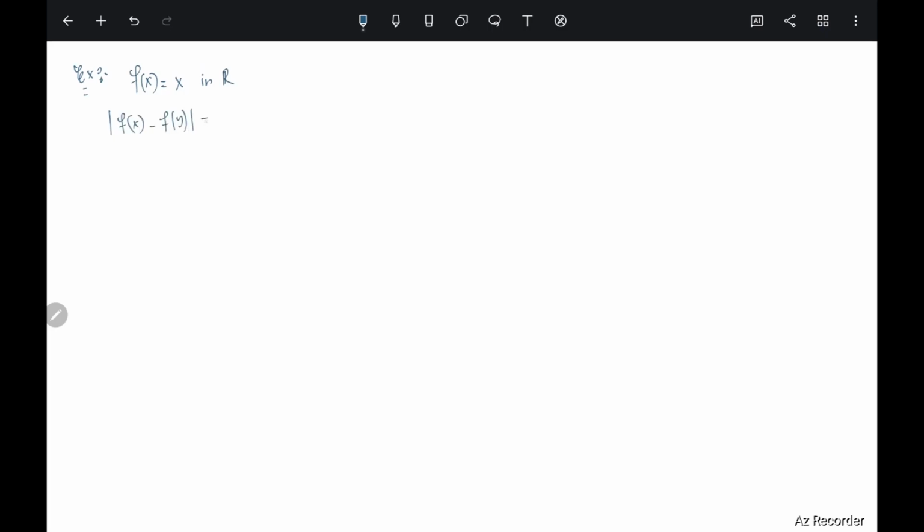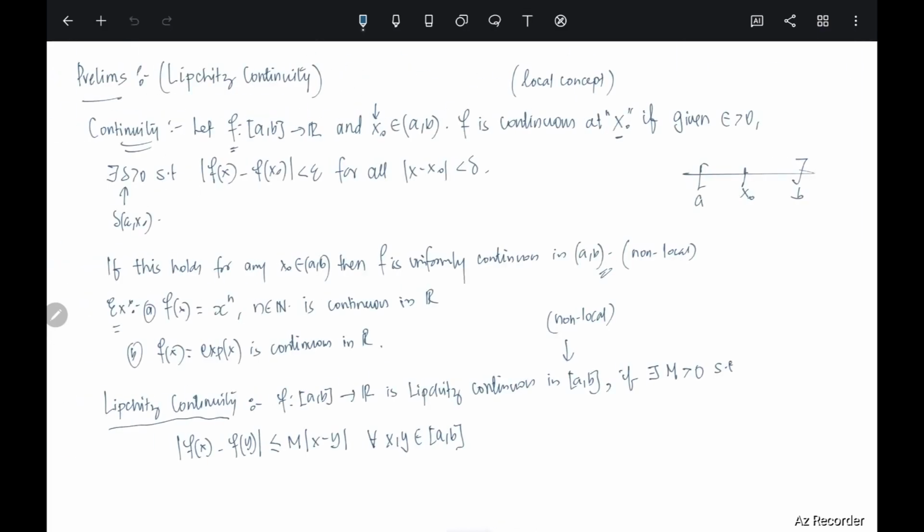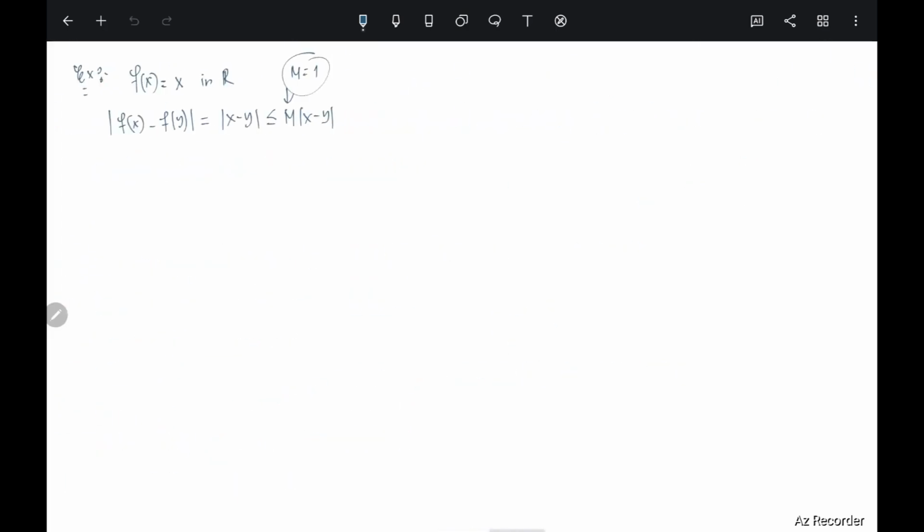So |f(x) minus f(y)| is equal to |x minus y|, right? So you can actually write it. Basically, I have to find an m such that this is less than or equal to m times |x minus y|, right, for Lipschitz continuity. But you can see that if we choose m to be 1, then this is Lipschitz continuous. So this m is called a Lipschitz constant. Essentially, for f(x) equals x over the whole of R, it doesn't really matter whether it is any bounded interval or whole R, m equals 1 is a Lipschitz constant. So this is a Lipschitz continuous function.